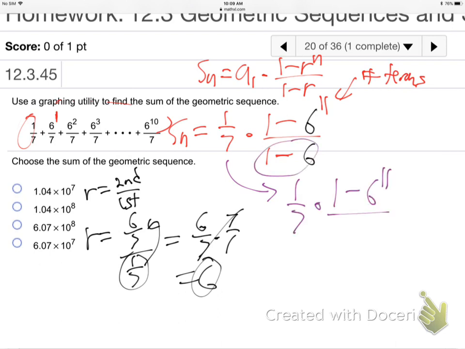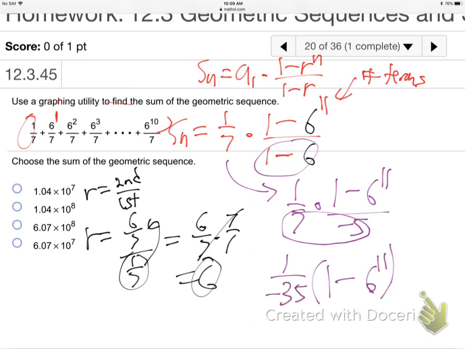1 minus 6 is negative 5. And I'm going to actually multiply these guys together. This would be 1 over negative 35. And then at that point, I'll hit the buttons on my calculator. You could hit them earlier if you're okay with all that. I think it's probably easiest to do that much simplification by hand and do the rest on the calculator. So I'm doing my calculator, you do yours.